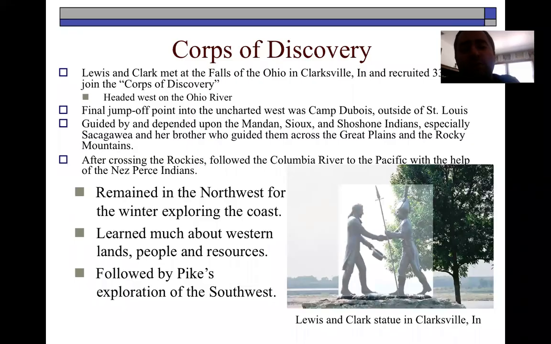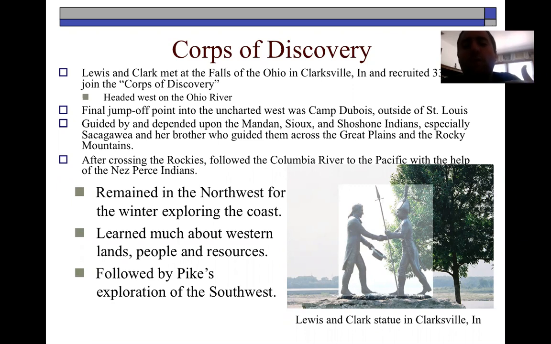The final jump-off point into the uncharted West was at Camp Dubois outside of St. Louis. This is the final jump-off point into the uncharted West. Uncharted West, again, westward expansion. We're expanding west. What is going to be there? We're soon to find out.